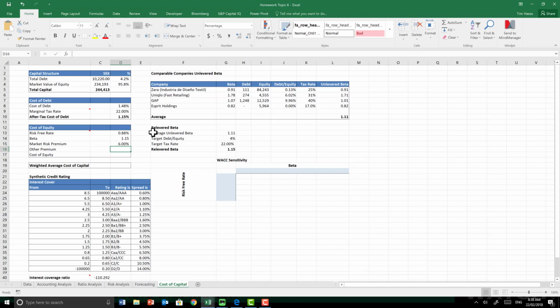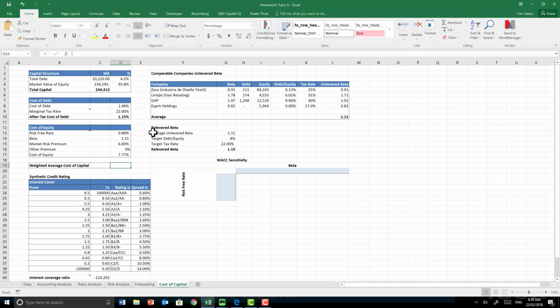The other premium is something that we sometimes add to companies that are based in a developing nation. So they might have country risk, or if they're small, in which case we might actually add some form of a size premium here as well. For H&M, it's a large company in a developed country, so the other premium is 0. And then the cost of equity itself is going to be equal to the CAPM formula, which is the risk-free rate plus the beta multiplied by the market risk premium, so about 7.77.